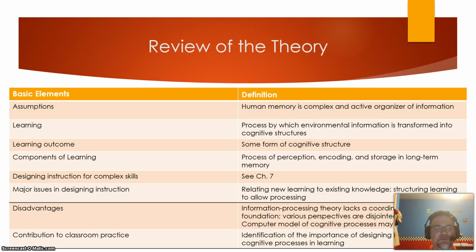Here's a review to summarize. Basic elements, assumptions. Assumptions are that the human memory is a complex and active organizer of information. Learning is a process by which environmental information is transformed into cognitive structures. The learning outcome is defined as some form of cognitive structure. Components of learning: processes of perception, encoding, and storage in long-term memory.